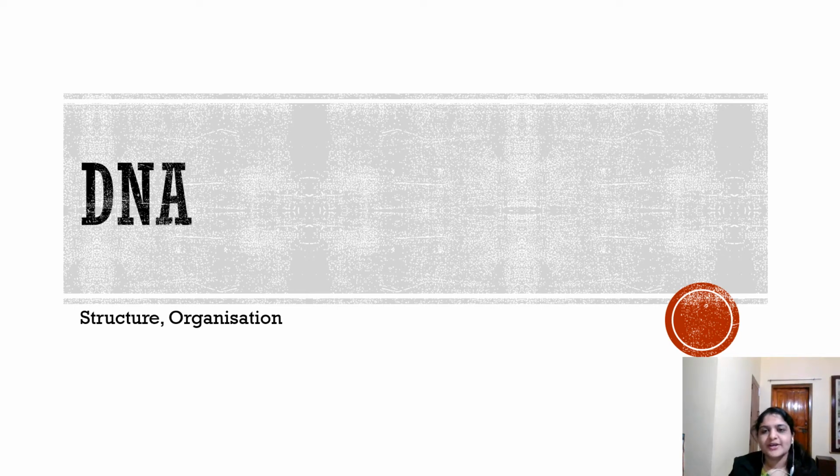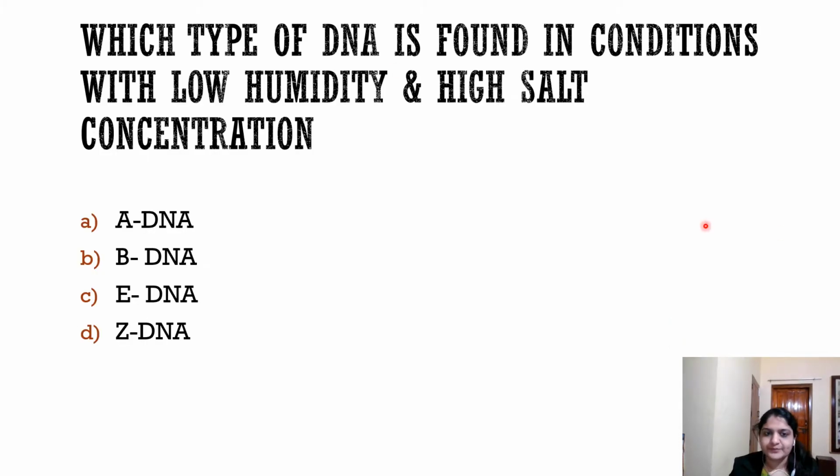Hello students, today we can discuss DNA, its structure and levels of organization of DNA. So we can see some of the questions. First question: which type of DNA is found in conditions with low humidity and high salt concentration? Options are A DNA, B DNA, E DNA, Z DNA.